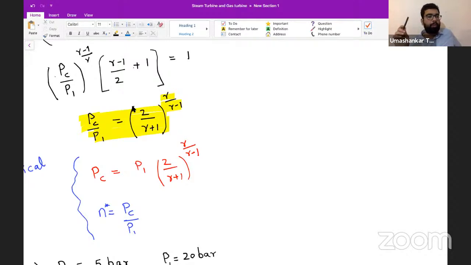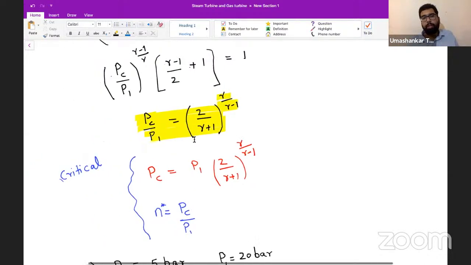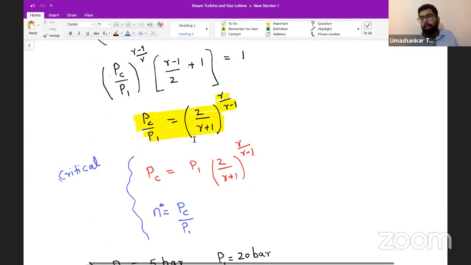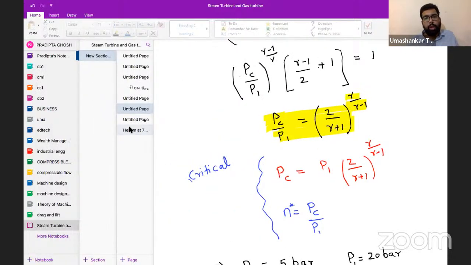Just solve this question, you will have the idea. Just take a note of this highlighted critical pressure formula, and then we'll go to the question. I hope all of you have taken a photograph or written this formula. Then we can go here.